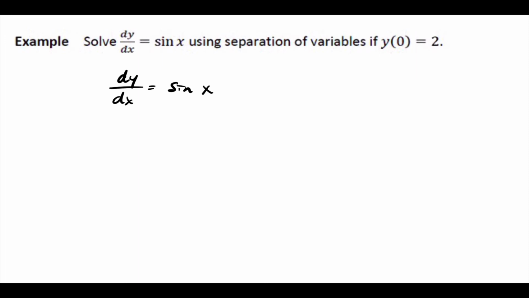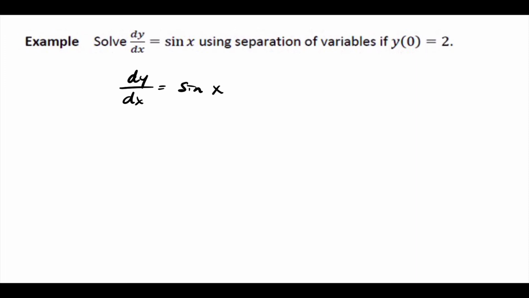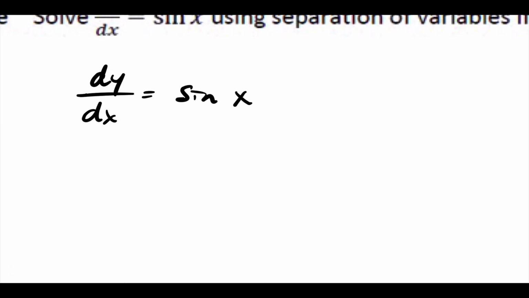We're going to use separation to find the original, and not only the original, but the original that had the point (0, 2). That's what we're going to do. Okay? So y's on the left, x's on the right. Y's on the left, x's on the right. What's the only thing we have to move? Or do we have to move anything?